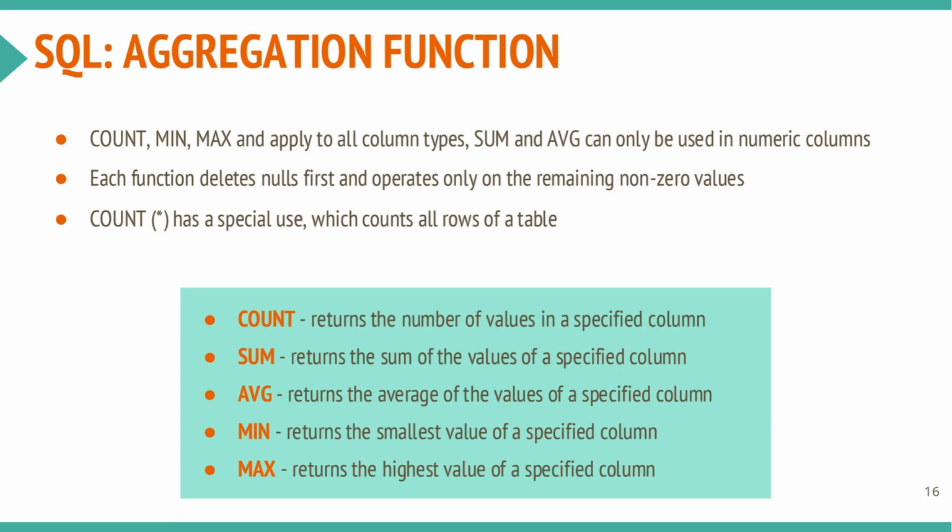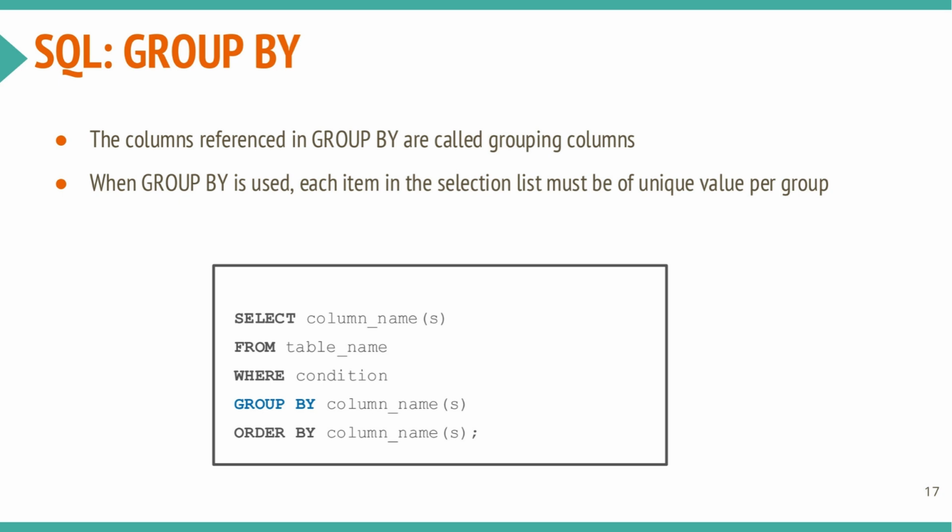Aggregation functions. These functions take many values and give you back one single summary value. For example, count, sum, average, min, and max. The group by is often used with aggregation functions. It lets you group your rows based on a column and then perform a calculation for each group.